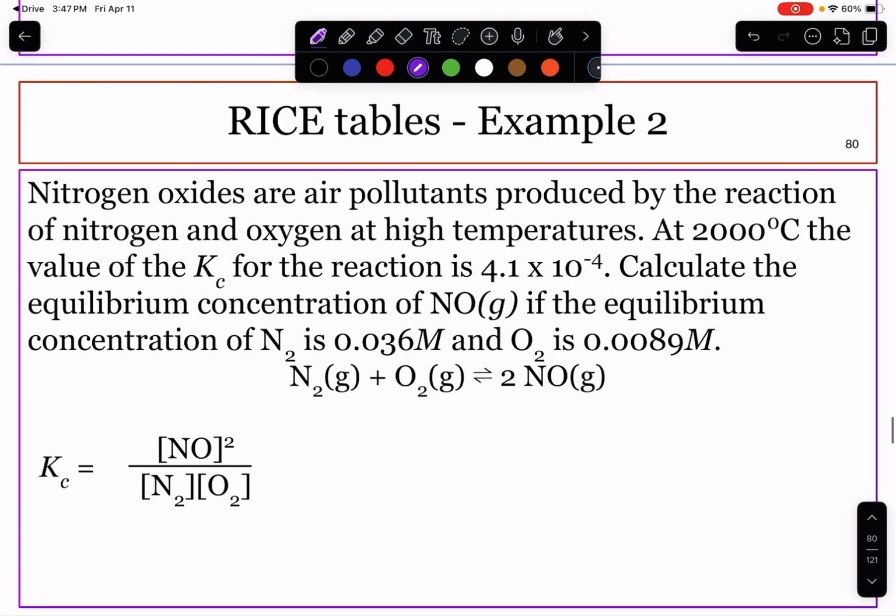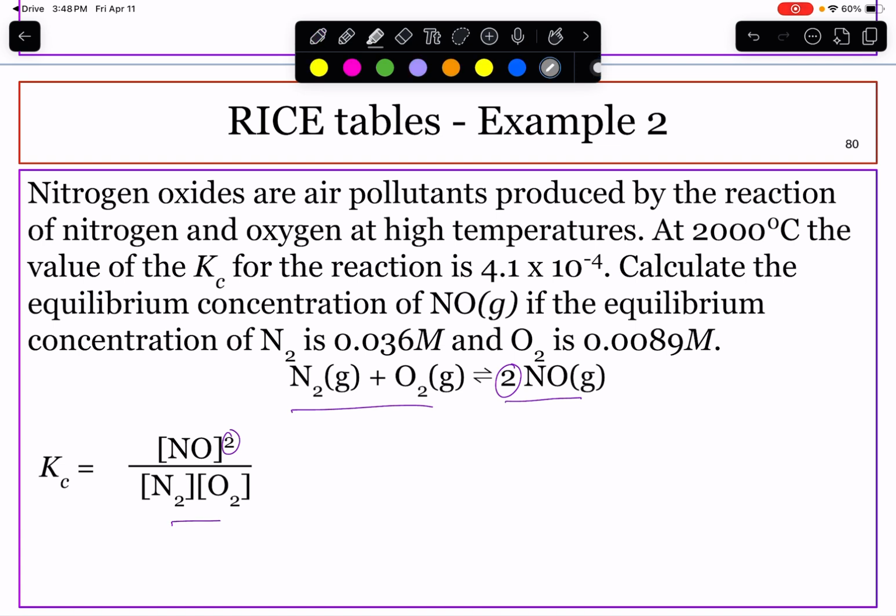This is the K expression. The product is NO. It goes in the numerator. The coefficient of the two turns into the exponent. The reactants are N2 and O2, but there are no coefficients other than a 1, so they go in the denominator. Remember that these are multiplied in the K expression.